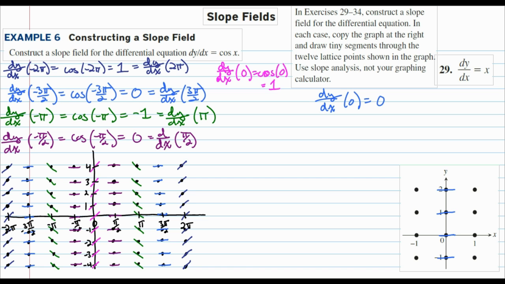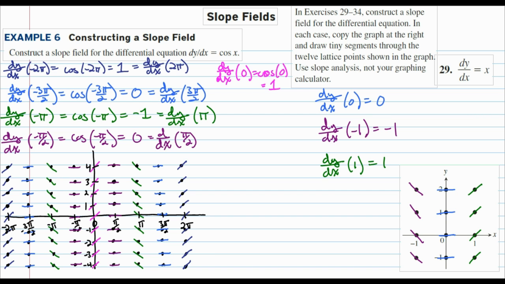How about negative 1? The slope at negative 1 is negative 1, so I'm going to draw those little mini tangents. And then how about at positive 1? Oh, look at that, the slope is positive 1. So I'm going to draw in those mini tangents.